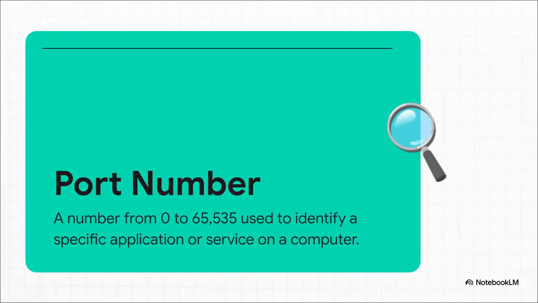So a port number is, pretty simply, a number between 0 and 65,535. And it acts like a unique digital door for every single application. When data arrives, your computer's operating system just looks at the port number and knows exactly where to send it. Ah, this is for port 43, that goes to the web browser. This one's for port 25, off to the email program it goes. It's literally the internet's internal mail sorting system.